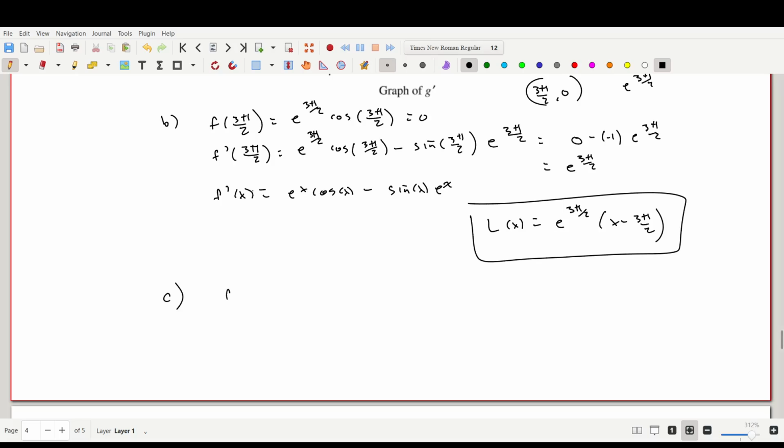So f prime of x equals 0 is the exact same thing as e to the x cosine of x minus sine of x e to the x equals 0. And that's when e to the x cosine of x equals sine of x e to the x. The e to the x's are always positive, so you can cancel them. You want cosine equals sine, so you divide by cosine. 1 is tangent of x. That's going to be on pi over 4. So x is pi over 4 or 5 pi over 4.